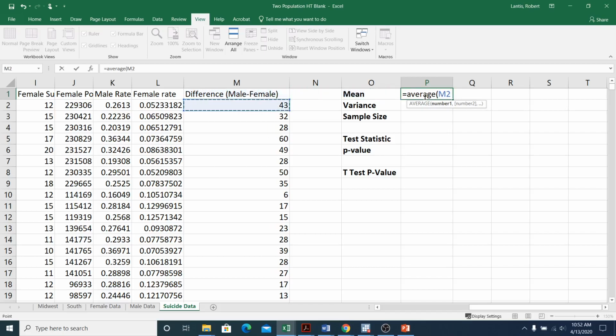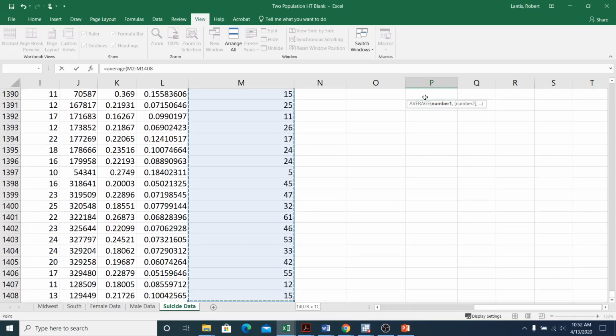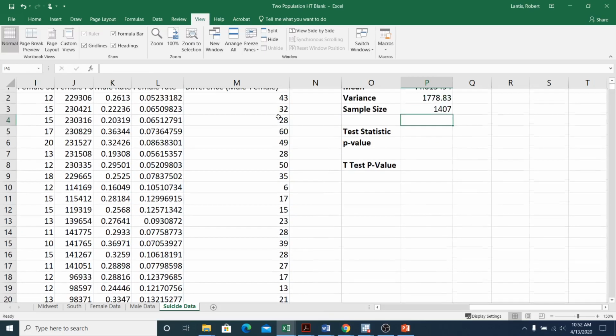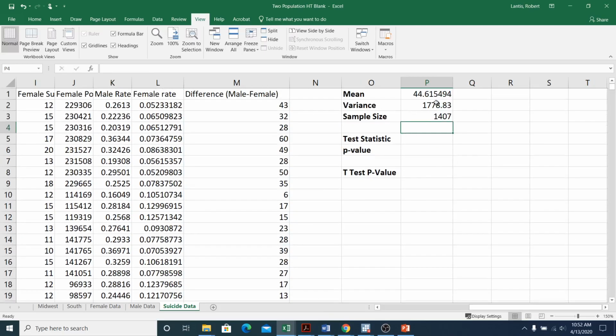Select the first cell, Control Shift, or on a Mac, Command Shift, hit the down arrow. For the variance, you can use VAR.S, right? Select that column of data again. Sample size, this is where we're using that COUNT function. Select the entire variable, Control Shift, or on a Mac, Command Shift, down arrow. And now I've got the three things I need to come up with my test statistic, right?